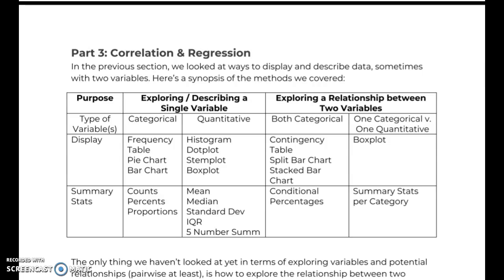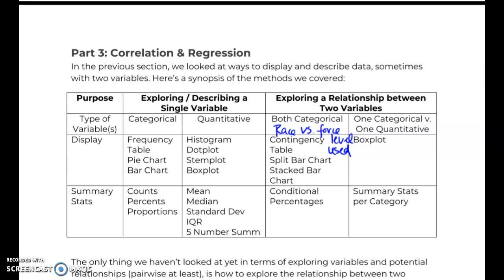So when we have two categorical variables, we can put those into a contingency table. We can then make a split bar chart or a stacked bar chart in order to compare the percentages. So this really allows us to take different size groups and compare them percentage-wise. We did that when we looked at the race versus the force level used when we looked at stop and frisk.